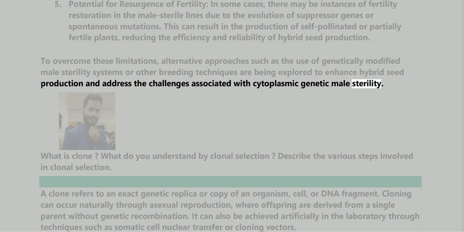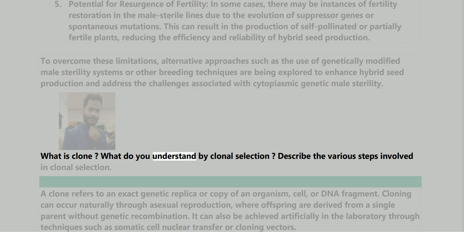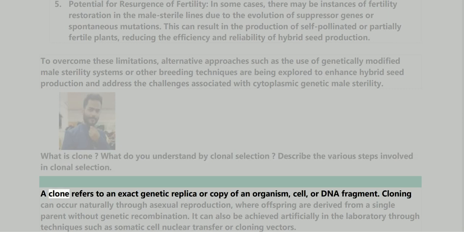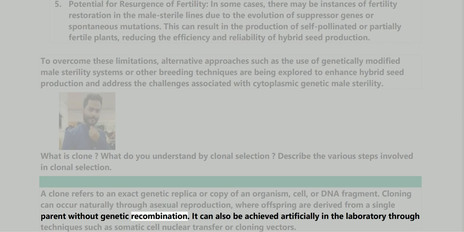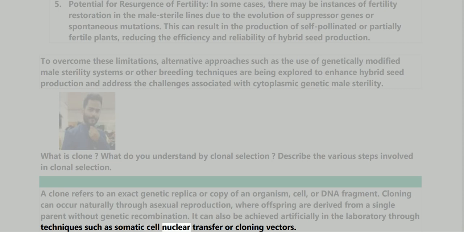What is clone? What do you understand by clonal selection? Describe the various steps involved in clonal selection. A clone refers to an exact genetic replica or copy of an organism, cell, or DNA fragment. Cloning can occur naturally through asexual reproduction, where offspring are derived from a single parent without genetic recombination. It can also be achieved artificially in the laboratory through techniques such as somatic cell nuclear transfer or cloning vectors.